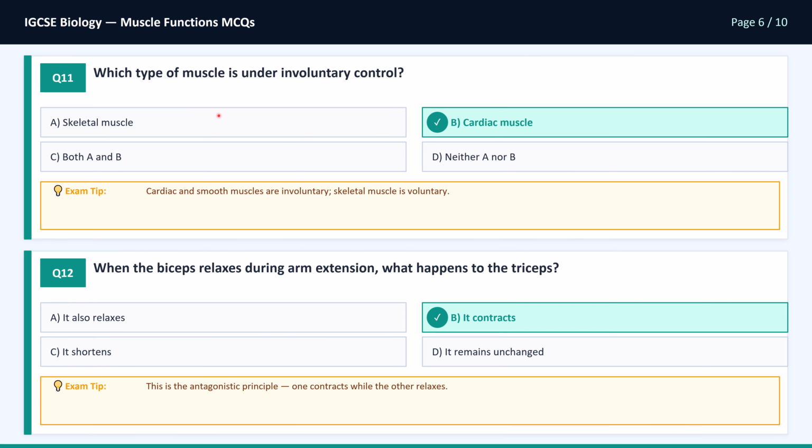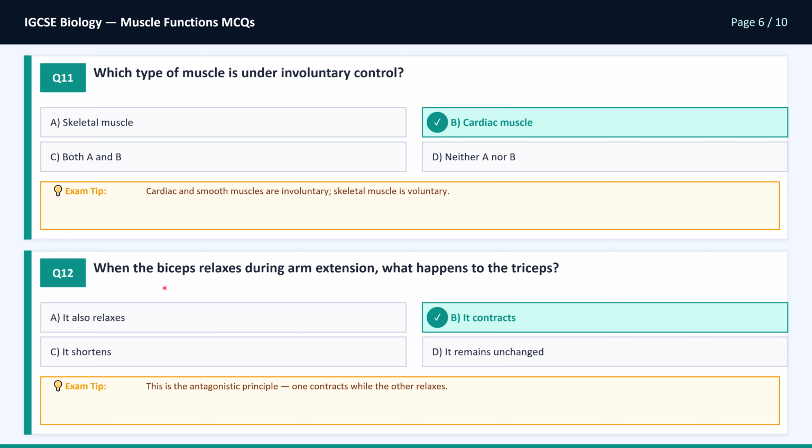Question 11. Which type of muscle is under involuntary control? Option A, skeletal muscle. Option B, cardiac muscle. Option C, both A and B. Option D, neither A or B. The correct option is option B, cardiac muscle. Exam tip: cardiac and smooth muscles are involuntary, skeletal muscle is voluntary.